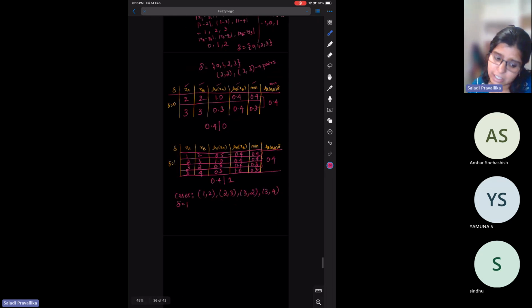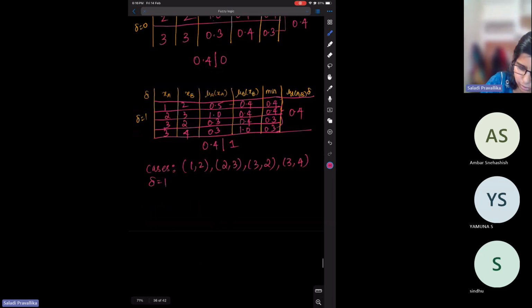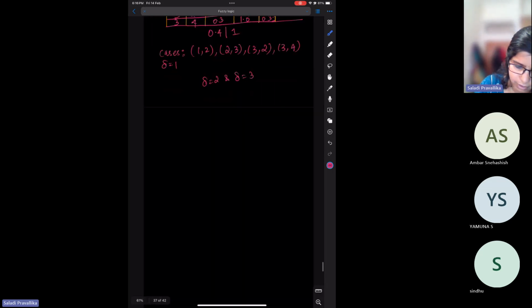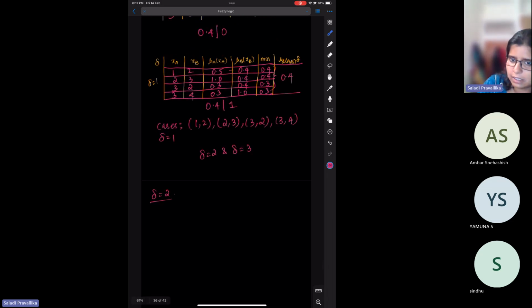So we still have two more delta values to find out. You can find them out for delta equal to 2 and for delta equal to 3 as well. Do you want to try? I'll give you some time. For delta equal to 2, please do this and let me know what membership value you're getting.